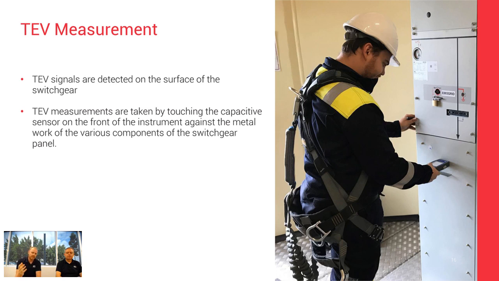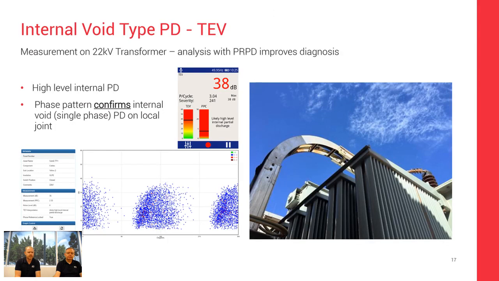So we would detect at the cable box, at the circuit breaker, at the CT chamber, at the VT chamber, on your bus bars, also on the outside of your high voltage cables is a very effective spot to test. When we go outside a switch room, we can test for TEV signals on underground cables going up poles, on the poles themselves, on earth straps as well. TEV nominally picks up internal void type PD, and where you have contact type issues where sparks are jumping across gaps. So the next slide here is on internal void PD.